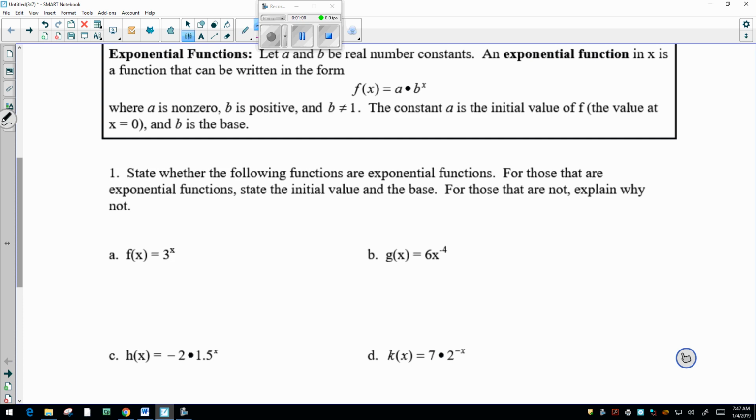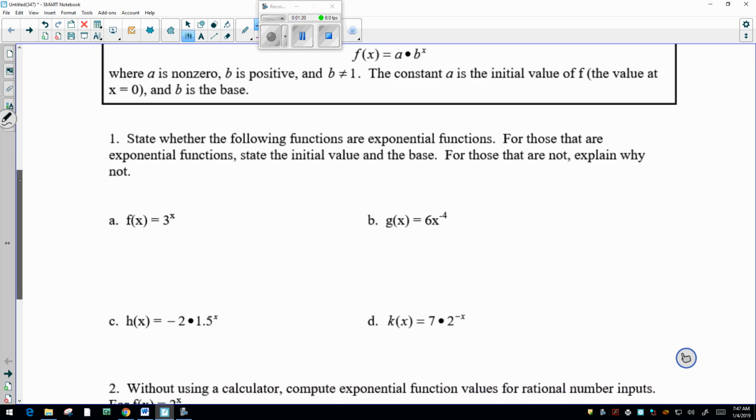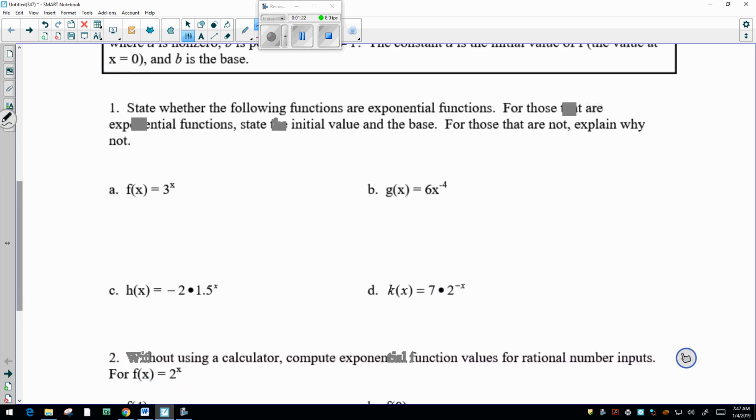Okay, so I'm taking a look. It says we're going to state whether the following functions are exponential functions. So again, looking for base is a constant, exponent as a variable. Then what we're going to do is find what the initial value would be, and your initial value is always going to be when x is equal to 0. And the base is going to be what your exponent is raised to.